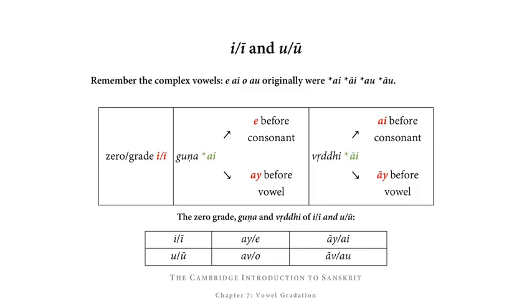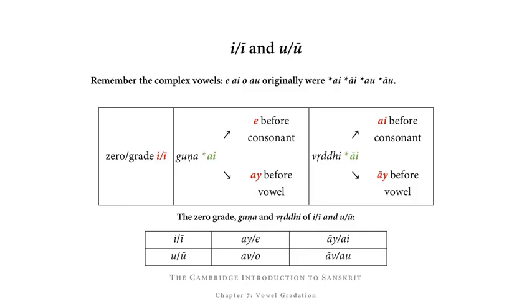In the case of u, we have the exact same situation, except that in guna, where we add a in front of this simple vowel u, the guna results in au. Before a consonant, the au changes into o, and in front of a vowel, the u again changes into its semi-vowel equivalent, but that semi-vowel equivalent is v. So that's why we have guna appearing either as av or as o.